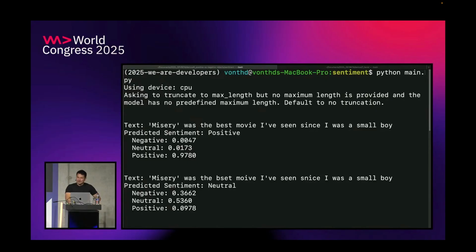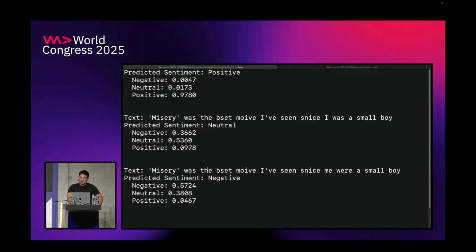So the first sentence, "Misery was the best movie I've seen since I was a small boy." Positive sentiment, 97%. Next one, "Misery" was misspelled, "best" misspelled, "movie I've seen since" misspelled, and "since I was a small boy." Curious that it changed now to a neutral sentiment.